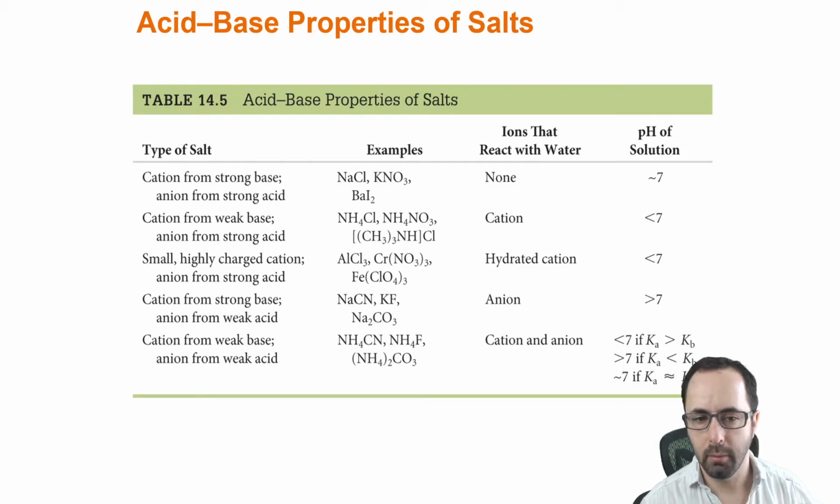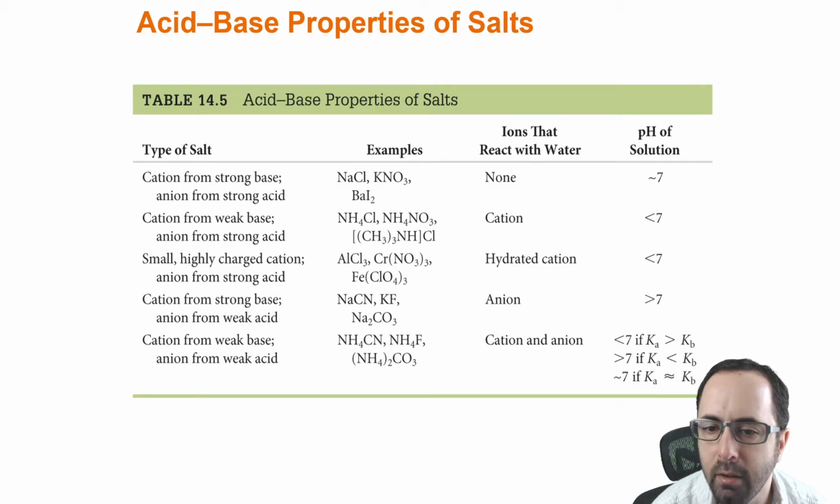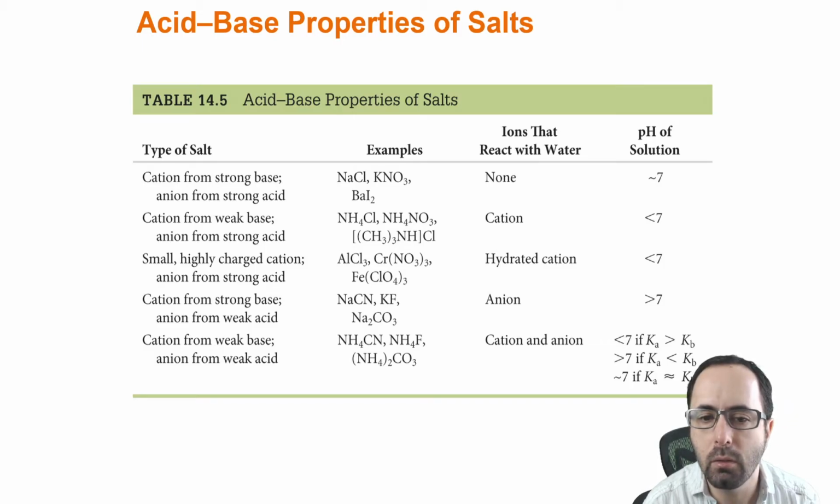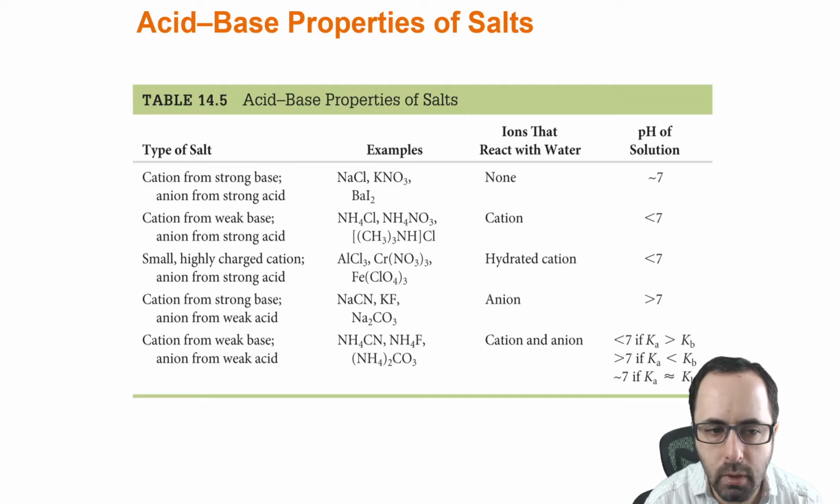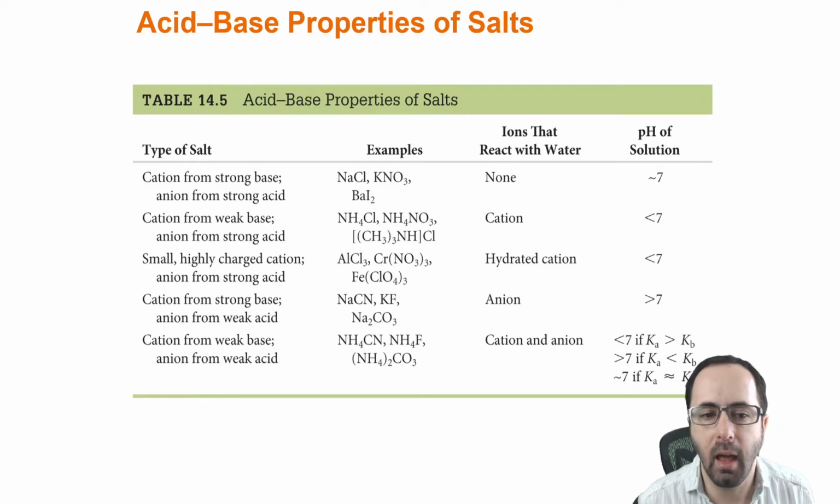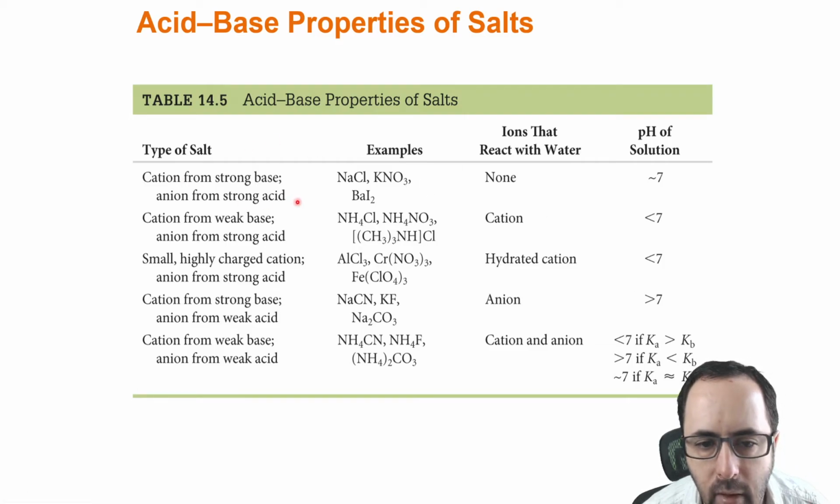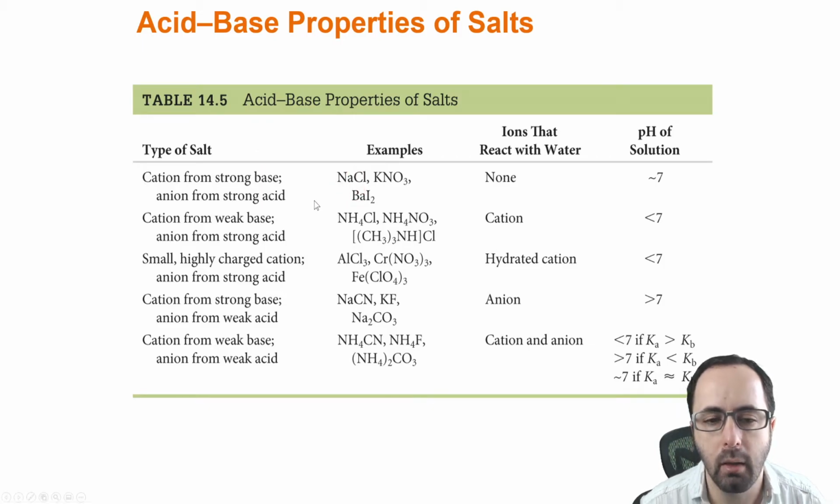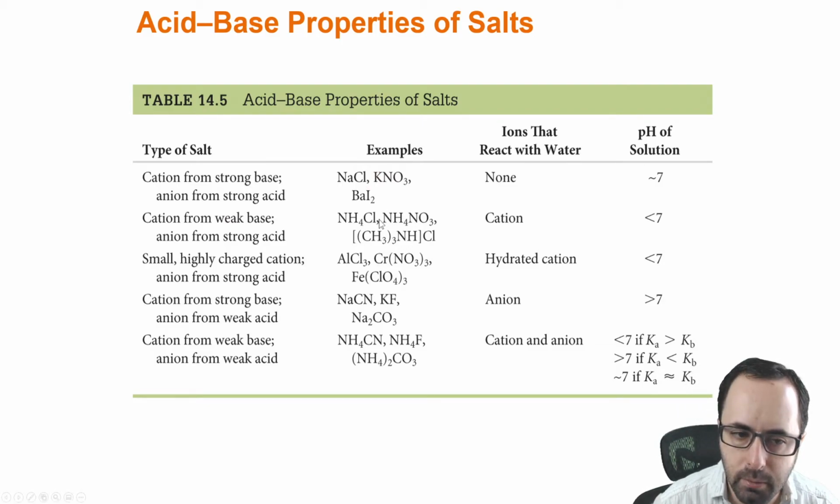So in summary, how can we identify what's going to be acidic, basic, or neutral? For a salt that has the cation from a strong base, such as sodium or barium, any of the group 1s or group 2s, and an anion from a strong acid, this is going to be a neutral salt.